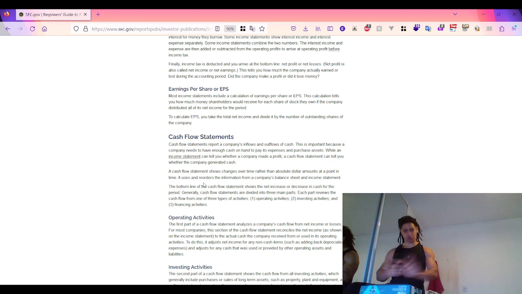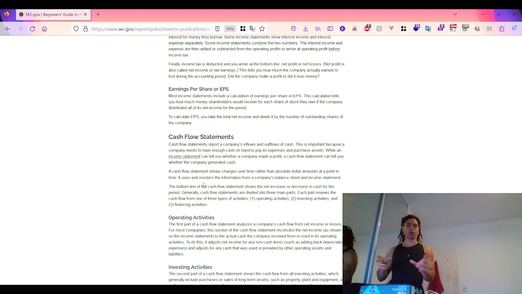And if we use information from the balance sheet and the income statement, the cash flow statement reveals the cash from one of these activities: operating, investing and financing. Operating activities involve analyzing the net income from the income statement and then reconciling it with the total amount of cash that was used or received from operating activities.